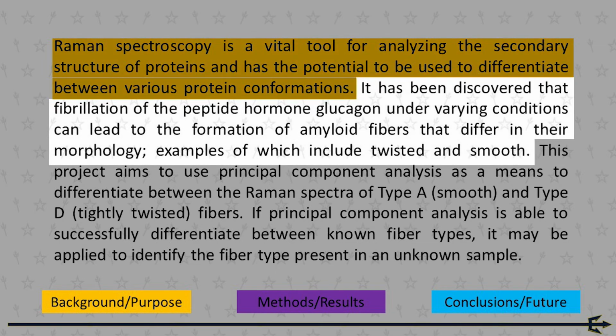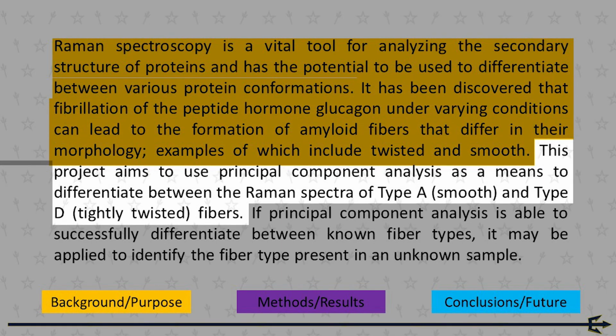It has been discovered that fibrillation of the protein hormone glucagon under varying conditions can lead to the formation of amyloid fibers that differ in their morphology, examples of which include twisted and smooth. This sentence is introducing the idea that glucagon can have 2 different fibrillations, twisted and smooth. Thus, this with the first sentence leads to the question, can we use Raman spectroscopy to distinguish between the 2 fibrillations? Again, it's a background purpose sentence.